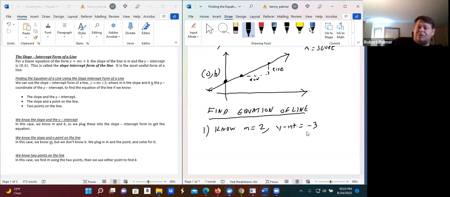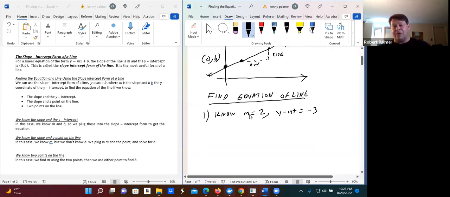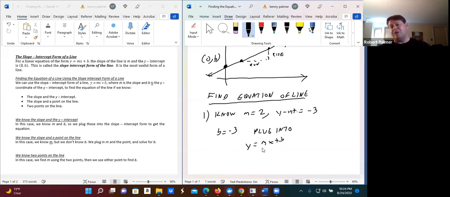Okay. And here, when you see it just says y-intercept, that means that's the y-coordinate, because if the x-coordinate isn't stated, it's always going to be 0 for the y-intercept. And so here, we simply plug these in. Okay, so m is 2, then b is equal to -3. So we're going to plug these into y equals mx plus b.